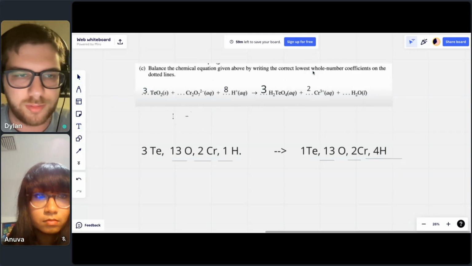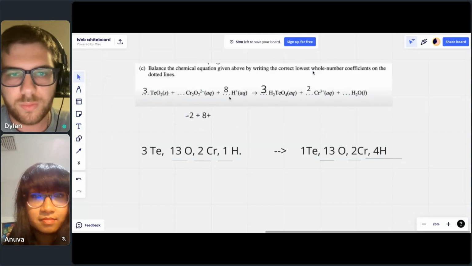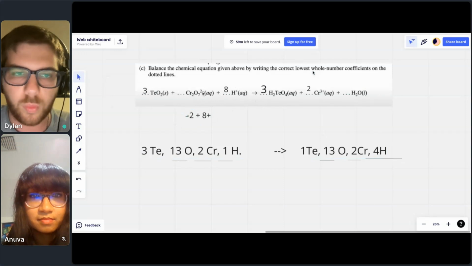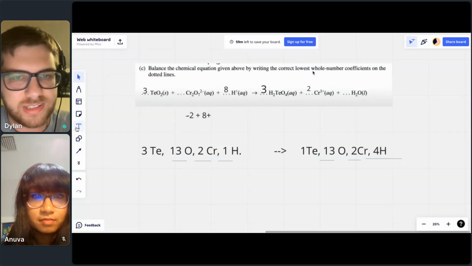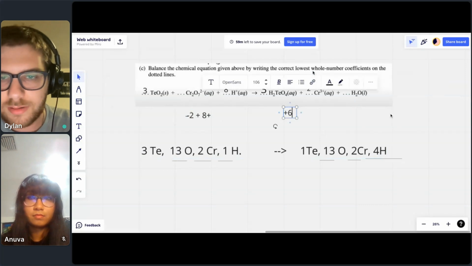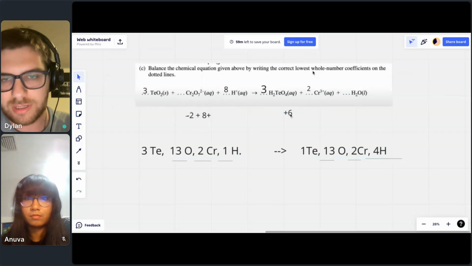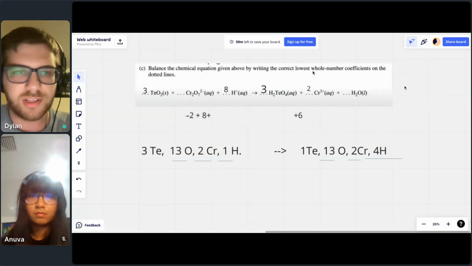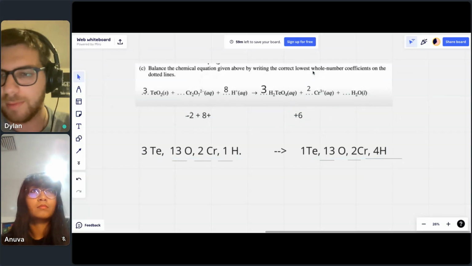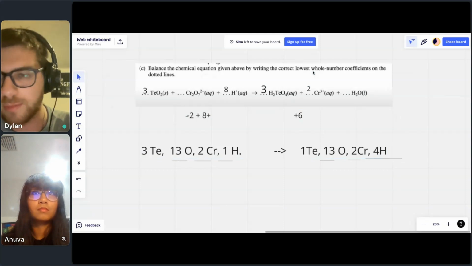Let me actually use text. It's hard to write. -2 plus 8, right? Because we have 8 H plus and 1 minus 2. And on this side, we have +6, right? So we can see that our charges are balanced because -2 plus 8 is 6. So that's how we would balance this equation. It's a tricky problem. And anything that I haven't written a coefficient for, assume it's a coefficient of 1.